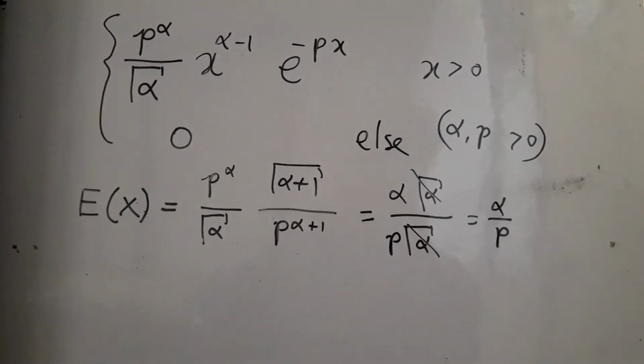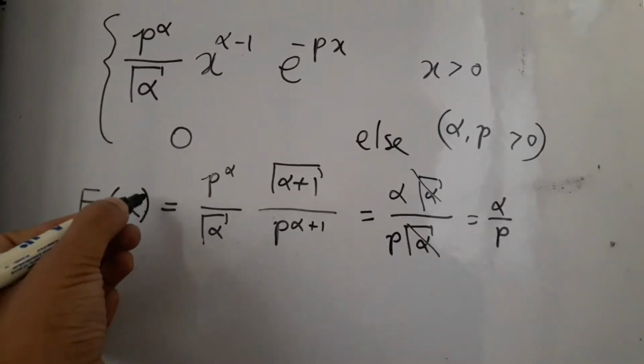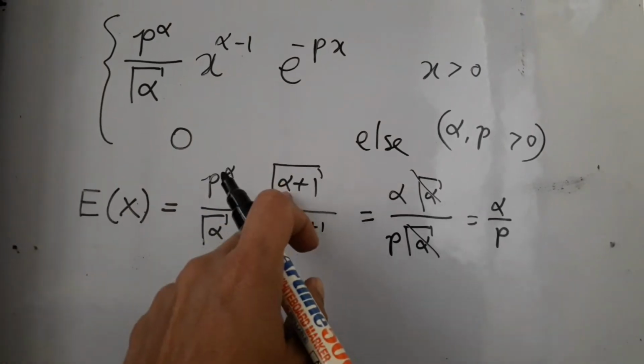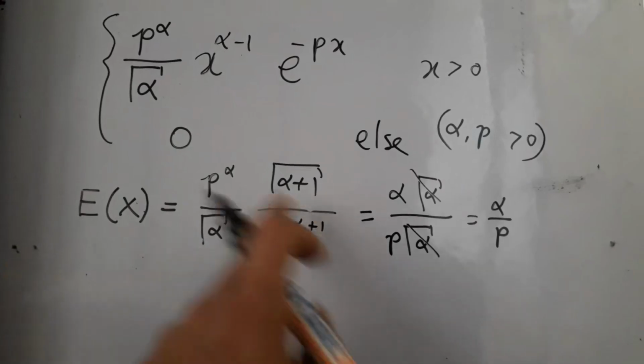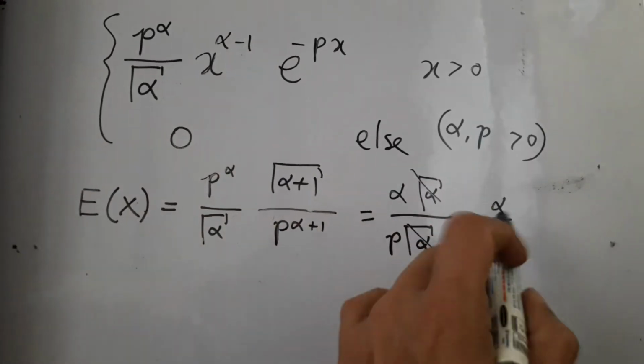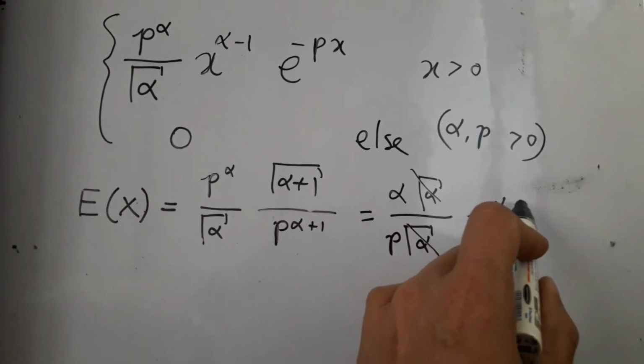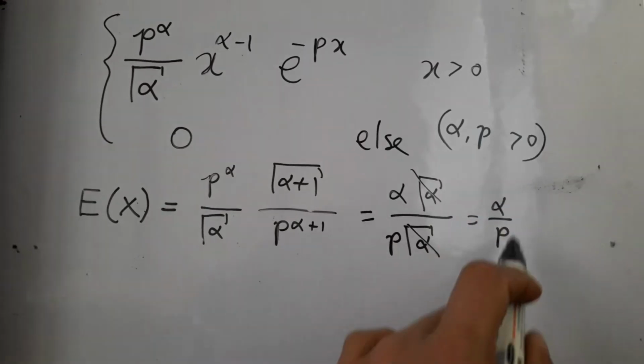Using the same technique, you can also find expected value of X squared. Then in place of alpha, you will have alpha plus 2, or for any x to the power k, you will have alpha plus k. And after suitable manipulation, you will get a product of alpha plus 1, etc., and an appropriate power of p.